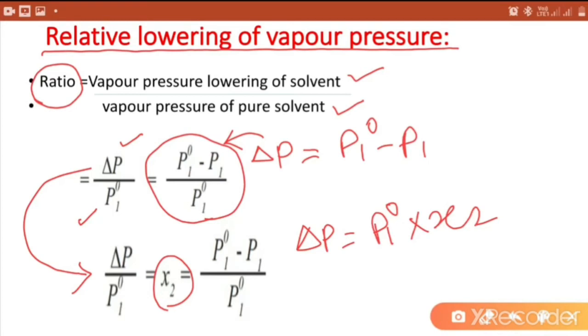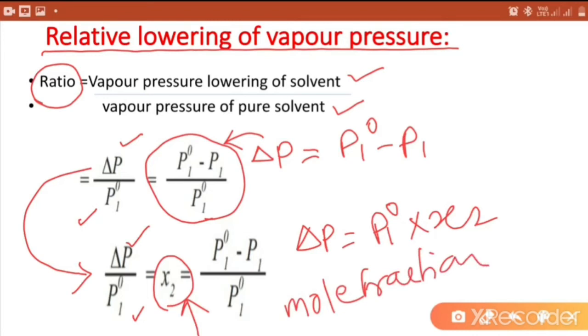So this ΔP divided by P1⁰ is equal to the mole fraction. Thus relative lowering of vapor pressure is equal to the mole fraction of solute in the solution. Therefore relative lowering of vapor pressure is a colligative property.